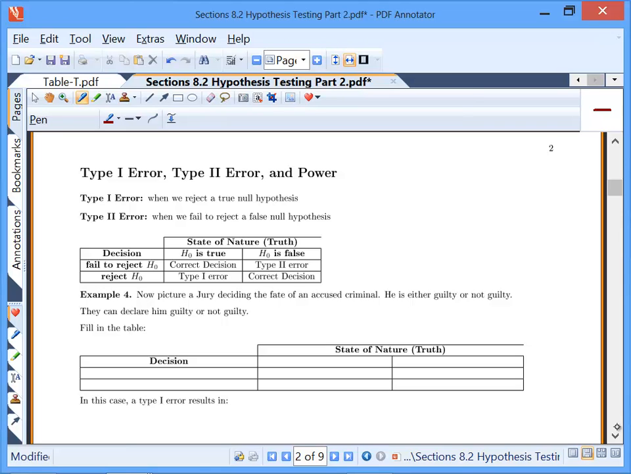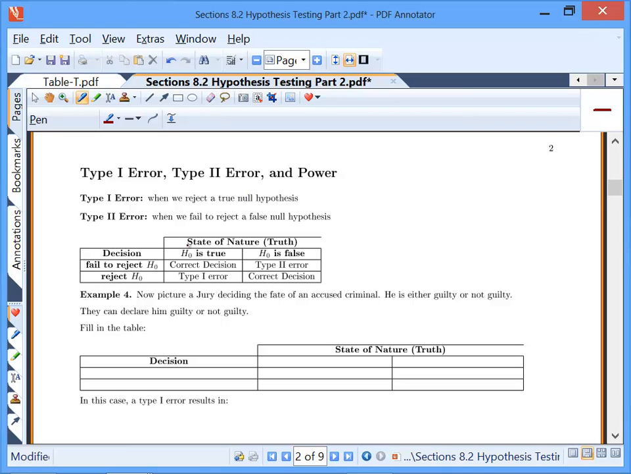So we're going to talk about some errors some more. We talked about them on the first day. So we have type 1 errors, type 2 errors, and then we're going to learn about something called power. Remember, a type 1 error is when you reject a true null hypothesis, and a type 2 error is when you fail to reject a false null hypothesis.